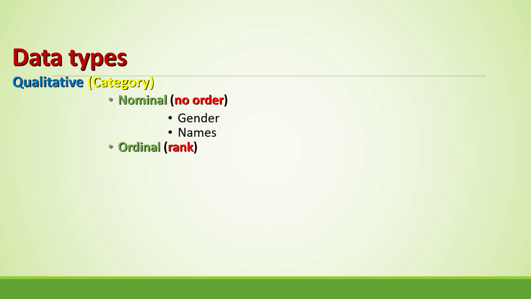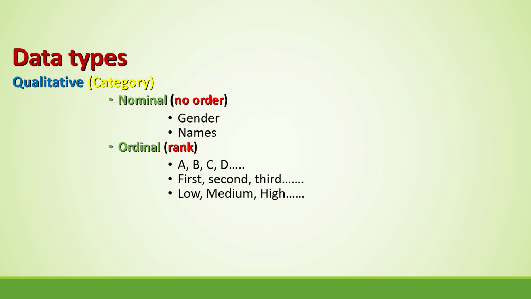Data can be either qualitative, meaning that it comes in categories. These categories can be either nominal, with no order, like names of individuals, sex of individuals, male or female, or qualitative data can be ordinal, i.e. they are in ranks, like A, B, C, D, first, second, third, low, medium, high.